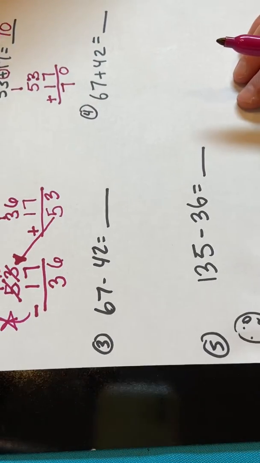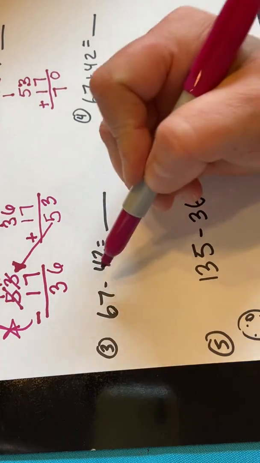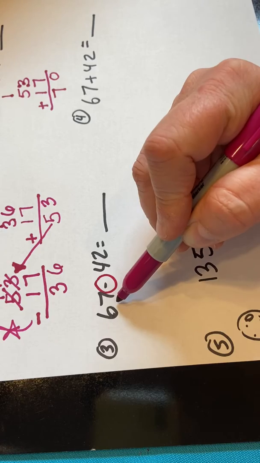Okay, you ready? Let's take a look at number 3. 67 minus 42. Check our operation. We're subtracting. Our answer should be less than 67.